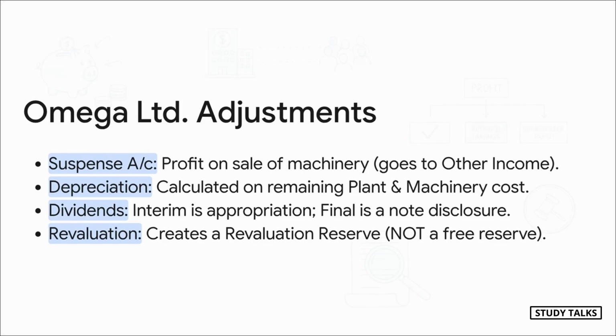First, we've got a suspense account. Turns out it's a profit on the sale of a machine, so that's going to go under other income in our P&L. Simple. Next, depreciation. We have to be really careful here to only calculate it on the machinery we still have at the end of the year. Then, the dividends. The interim dividend that's already been paid is an appropriation of profit, so we show it being taken out of our reserves. The proposed final dividend, though, that's just a note for now. Finally, the land revaluation. This creates a revaluation reserve. And as we learned, that is not a free reserve, so we cannot touch it for dividends.